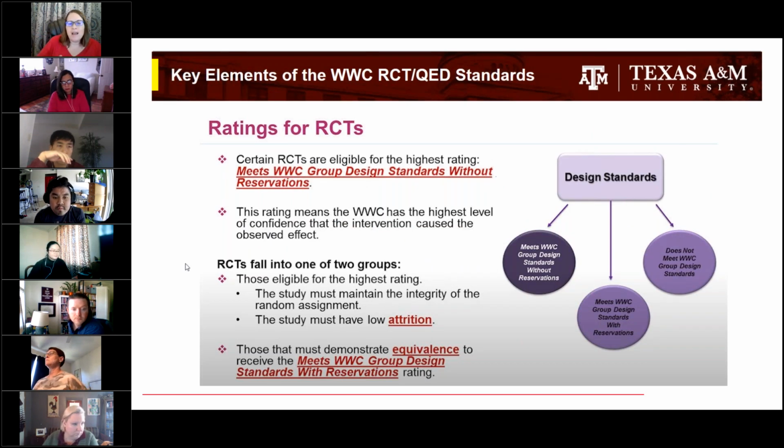Yes. Just as a practical way of thinking about setting up RCTs, when we look at what she just talked about, that they fall into two groups, the study must attain the integrity of the random assignment. And when you're recruiting school districts for your projects and studies, what that really means for true random assignment, the randomization, is that you're recruiting all these school districts and they're signing on not knowing what their role is going to be yet, right?